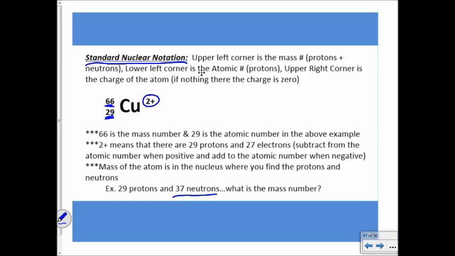The +2 means that we lost 2 electrons. So if there are 29 to start with, because there's 29 protons, that means we lost 2, so now we have 27 electrons. So always look to that proton number to figure out how many electrons you should start with, and then decide from there which way to go.